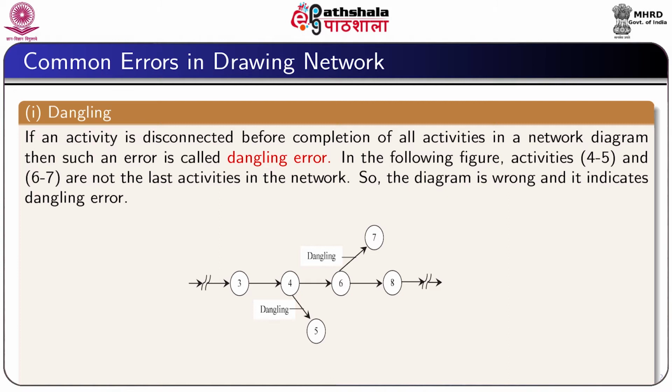is known as dangling. The figure shows that the activity 4, 5 and 6, 7 are disconnected and they are not representing the end of the project. Therefore, this figure shows the error, and this type of error is called dangling error.